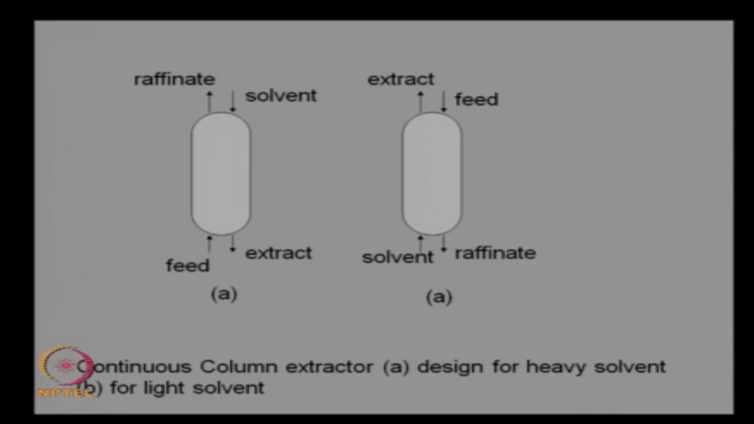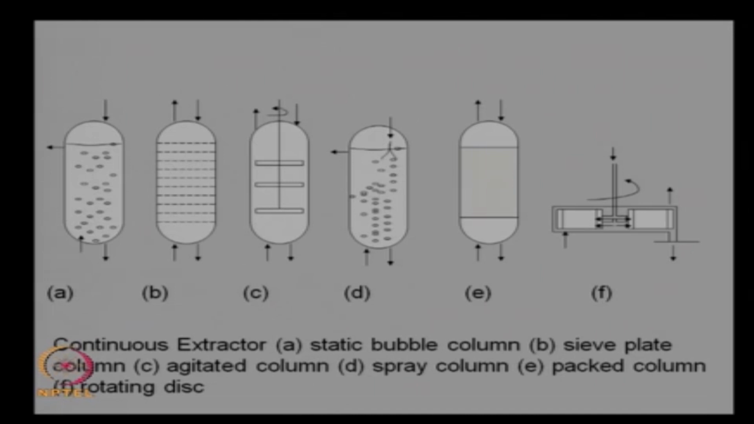So you need to create a very high mass transfer rate. There are a large number of continuous extractors, as you can see from this picture. This is called a static bubble column. So you have one liquid which is static, it creates a large tall height, the other liquid is introduced in the form of bubbles.